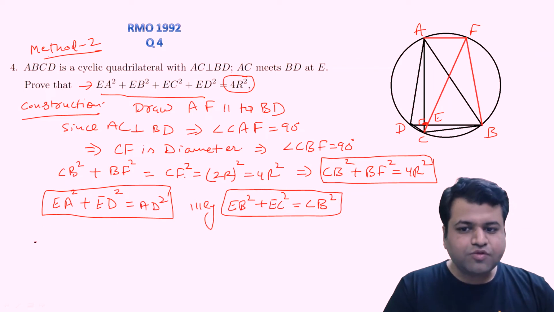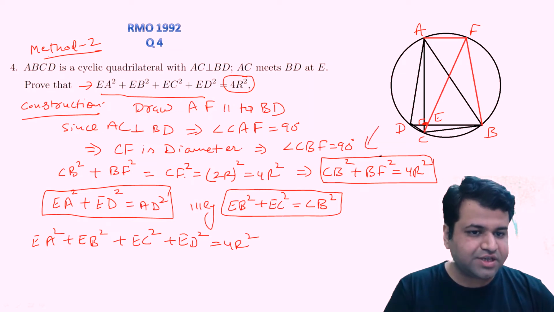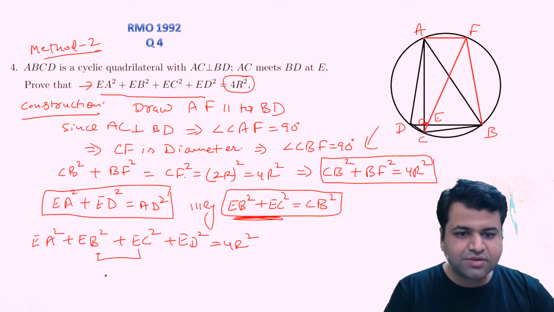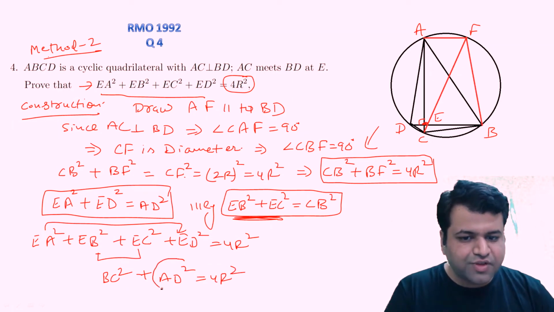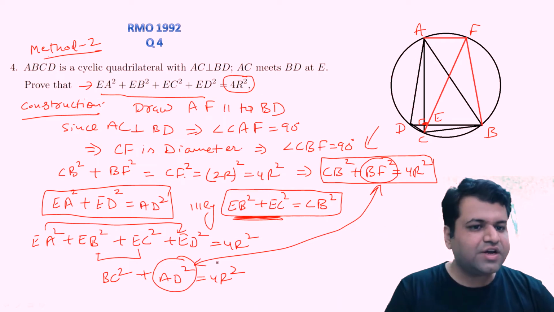So actually we need to prove that EA square plus EB square plus EC square plus ED square will be equal to 4R square. That we need to prove, and we have already proved this thing, right? So as we have done this, EB square plus EC square will be nothing but BC square, and the sum of these two will be nothing but AD square, and that is equal to 4R square. So all we need to do is prove that this AD square should be equal to this BF square. These two should be equal. If we are able to prove this, then I guess we are done, right? And this is pretty easy. Why?